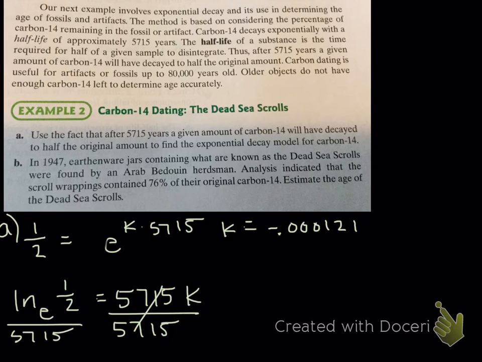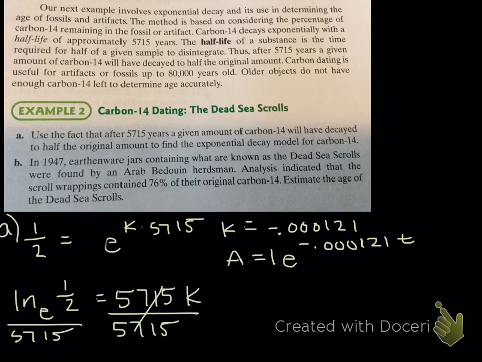In the last example, we had growth. The population was growing. That's why K was positive. So now to use our general equation that we can use for any given value, we would say A equals 1e to the negative 0.000121t. So now we can use this information to solve for letter B.